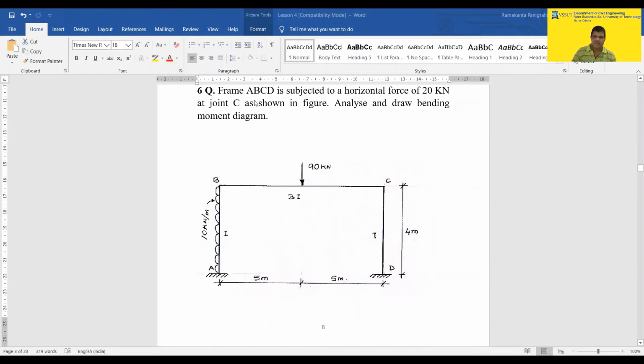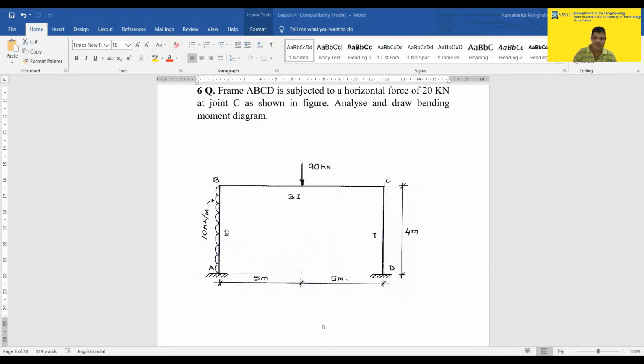Now, in this problem, you will find I, 3I. This is also at center, 5, 5. So why will there be sway? Because there is a load applied in the span AB. There is no load on the span CD. If you put the same 10 kilonewton meter load on the span CD, there would not be any sway. The geometry is same, but there is a loading on the span AB, that is 10 kilonewton per meter, which causes this sway.